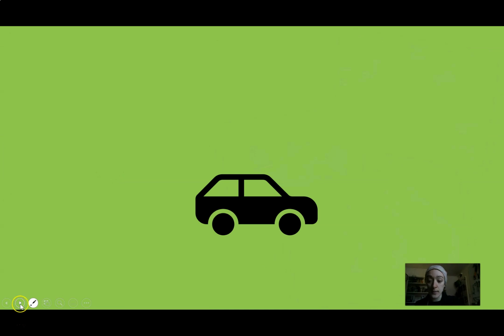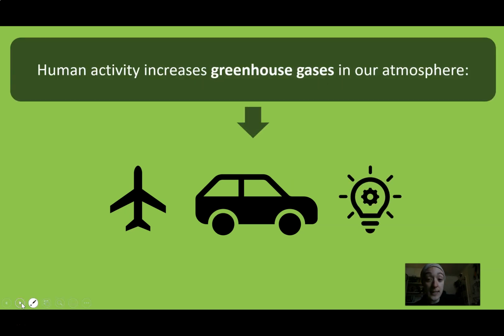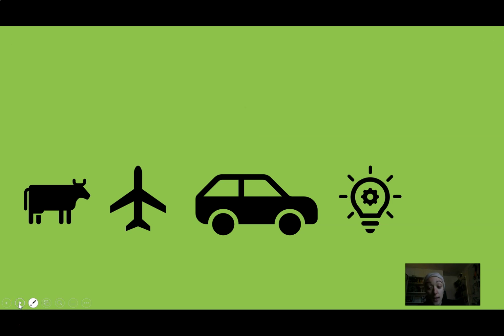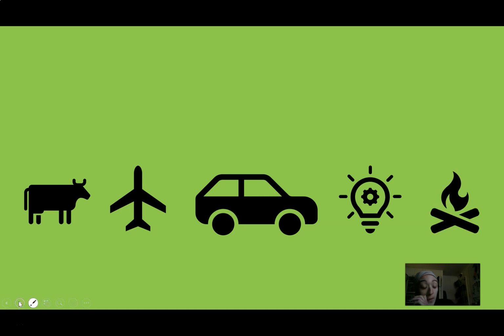And let's talk about a few of those activities. So human activity increases greenhouse gases in our atmosphere, from driving cars, to flying planes, to using electricity. Sorry, I don't know why that thing keeps popping out and popping back again. Raising livestock or farming livestock has a huge impact on greenhouse gases. Tons of methane released from fields of cow manure and just fields of cows in general.